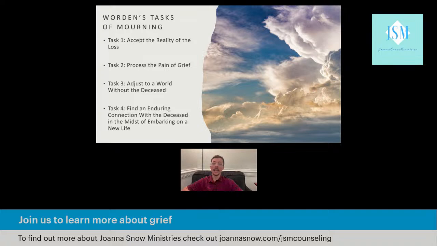Number 1 is accept the reality of the loss. Number 2 would be processing the pain of grief. Number 3 is adjusting to a world without the deceased. And task 4 is finding an enduring connection with the deceased in the midst of embarking on a new life. So these are Worden's tasks of mourning. Let's break these down real quick, and then we'll wrap this up here this evening.